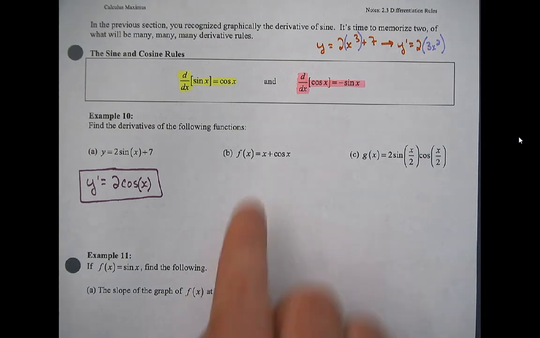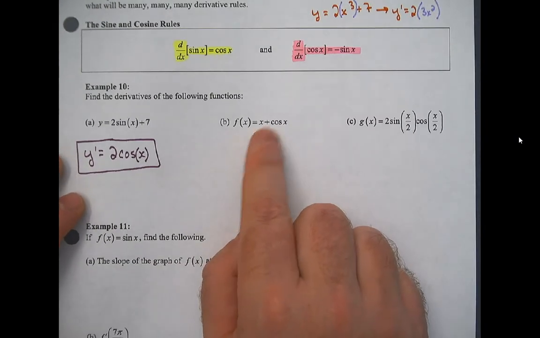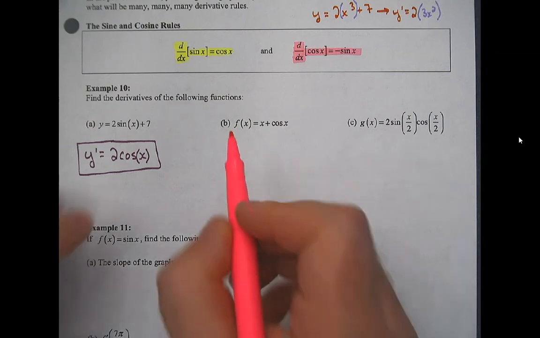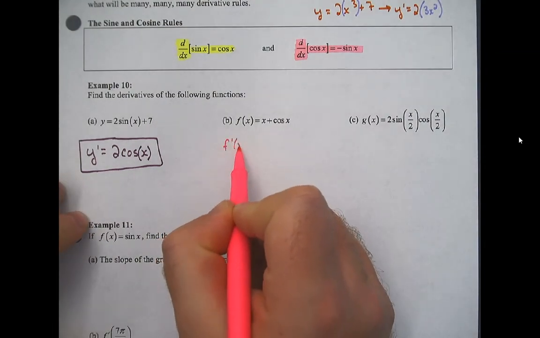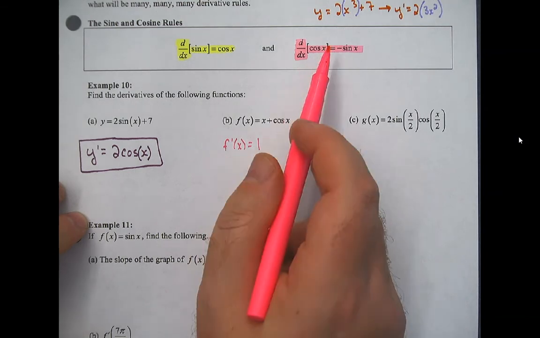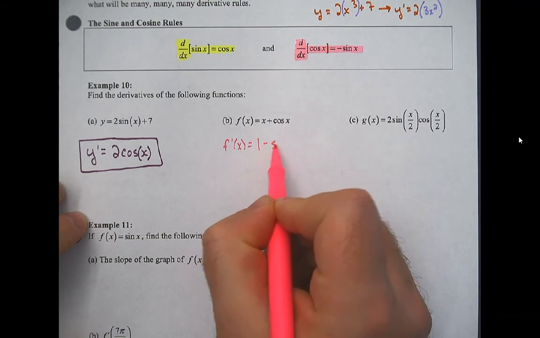All right, so what's the derivative of x plus cosine of x? Pause, think about it. What's the derivative of x? F prime of x equals, what's the derivative of x? 1. What's the derivative of cosine? Negative sine.